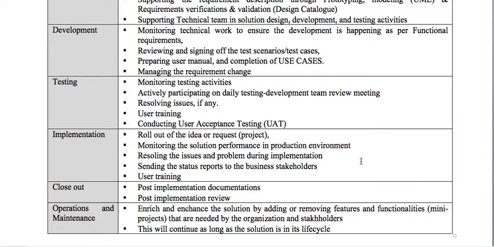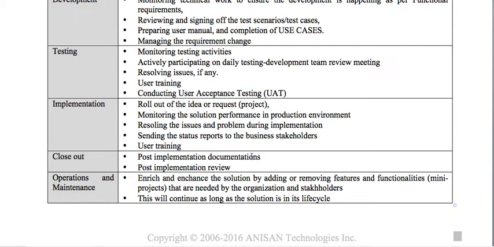During the implementation phase, we talk about rolling out the idea, the project, or the request, and then we monitor the solution performance in the production environment to ensure there are no major issues, and if there are any, we have to resolve the issues or problems during the implementation. Send status reports to the business stakeholders to ensure that they are aware of the development. And if there are any major issues, they are also in the loop.